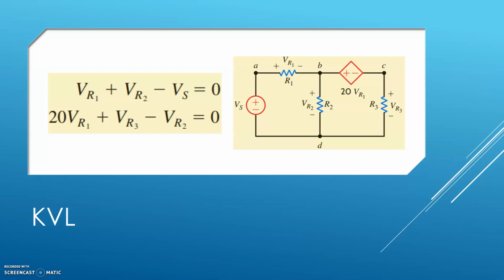So if we take a look at a simple example of KVL, you can see that we have two equations. There is one equation for each mesh. For the first mesh, we have the flow of our current going clockwise. Because the flow is clockwise, VR1 and VR2 are positive, and VS is negative. So you get the equation VR1 plus VR2 minus VS equals 0.